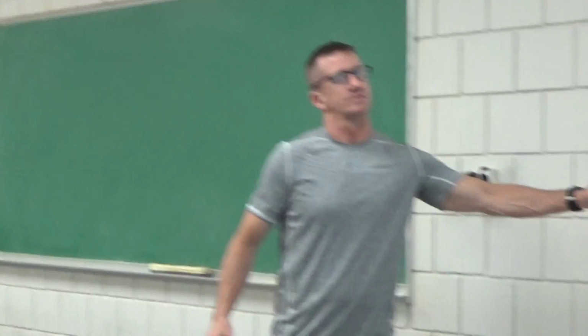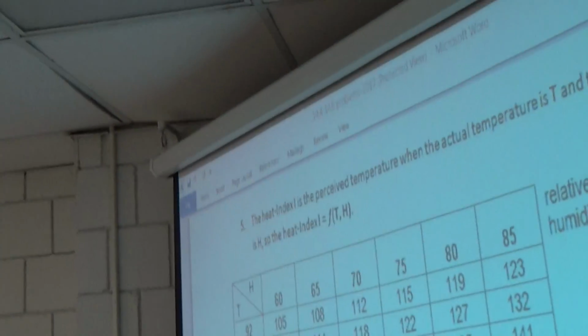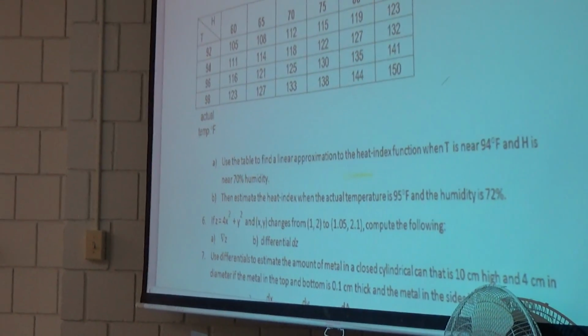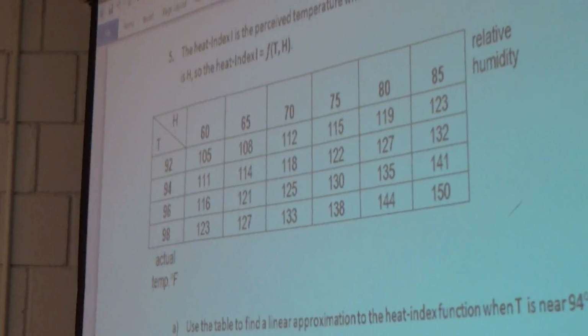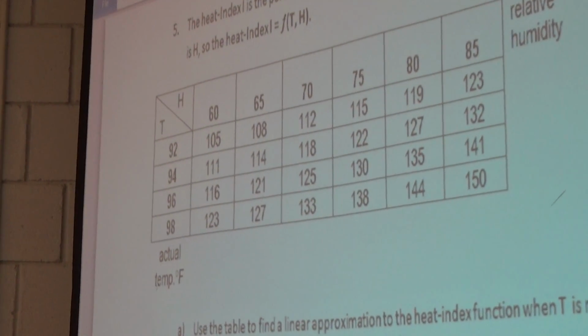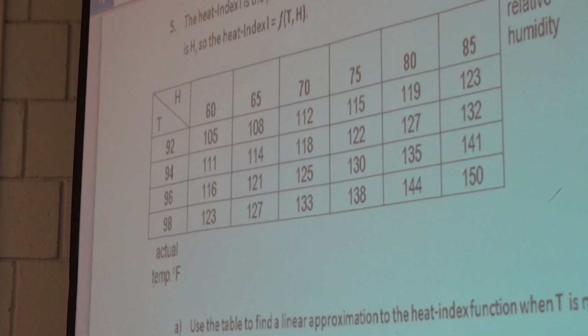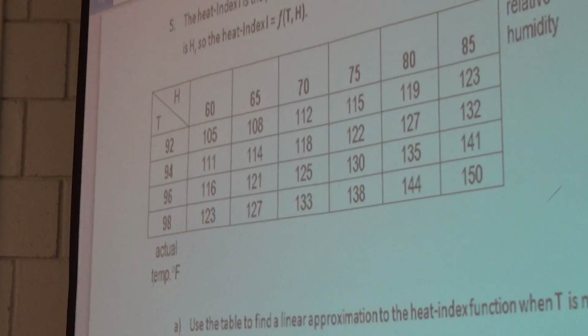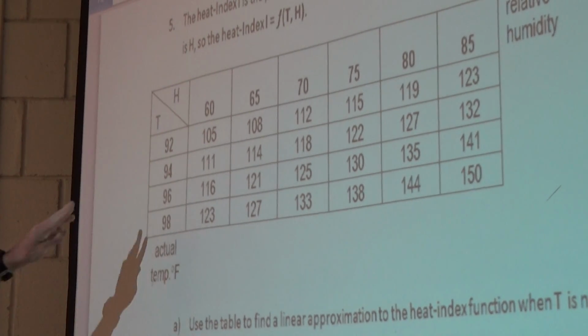Okay, here's the question. We're going to do number 5. This is a heat index. We're all very familiar with this with the summertime right now. The perceived temperature is a function of two variables. And what are they? T is the actual temperature, and H is the relative humidity, right? And this is a nice table. It kind of represents that.